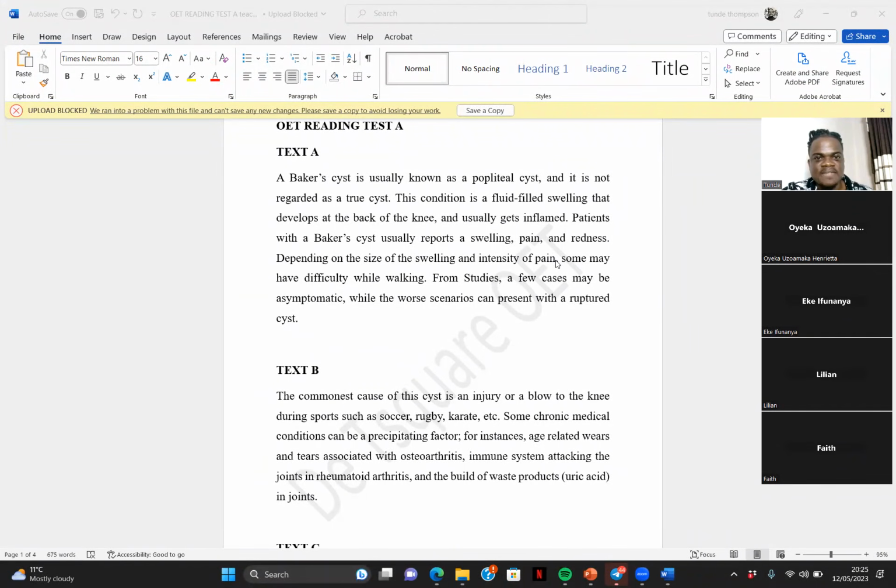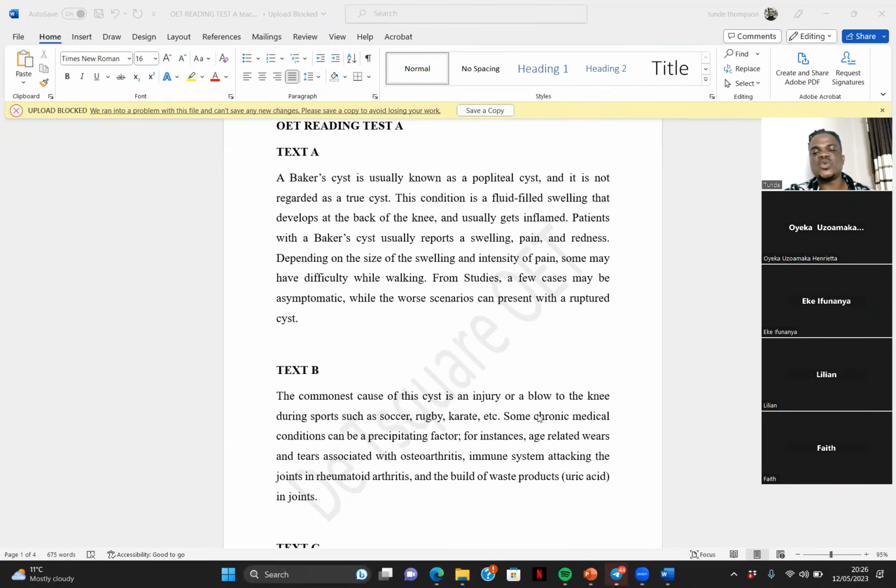Faith said that text A is definition and text B is cause, that's correct. Sunday said text A is definition, text B is causes, text C is diagnosis, text D is management. I'd prefer another word for that diagnosis. Charity said B causes, C diagnosis, and text D management. Okay, very good. I'd prefer what Mary said, investigations. Do you get? I'd prefer that, investigation, for text C.